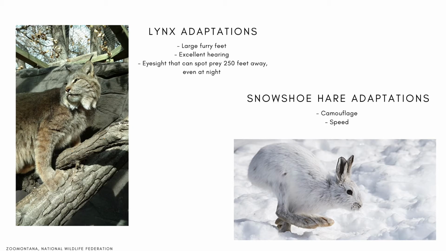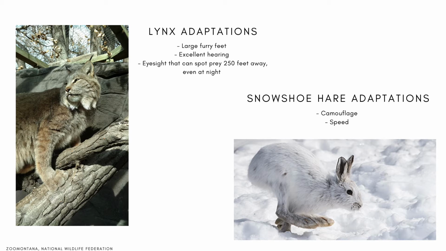A perfect example of this is the Canada lynx and the snowshoe hare. Now, lynx have many adaptations to ensure that they catch their prey. They have giant feet that function as snowshoes to keep them on top of the snow. They have excellent hearing, and they have killer eyesight. They can spot prey from up to 250 feet away, even at night.